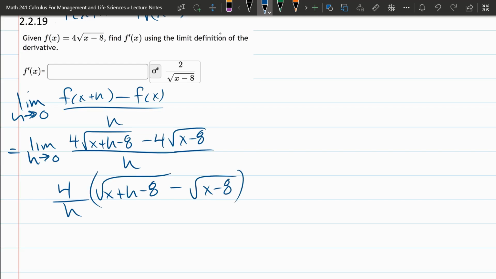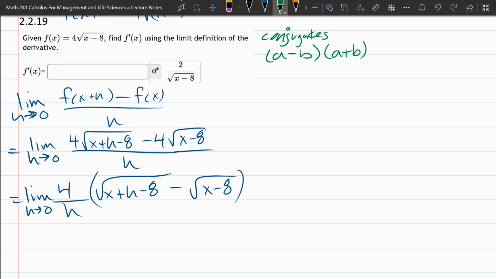Okay. So from here, what to do next? This next step is not obvious at all. We're going to use what are called conjugates. If you have a minus b, the conjugate is a plus b. And if you started with a plus b, the conjugate is a minus b. So it's the same thing. The difference is there's a positive and a negative sign.